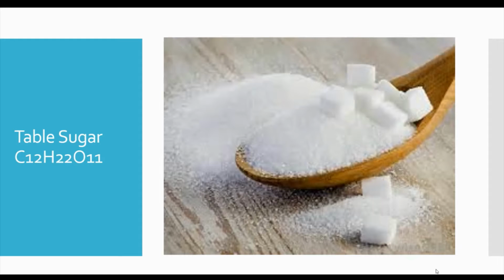All right, example number 2, sugar. So table sugar has the chemical formula C12H22O11. You can see a picture of it there. Is this going to be a substance or a mixture?